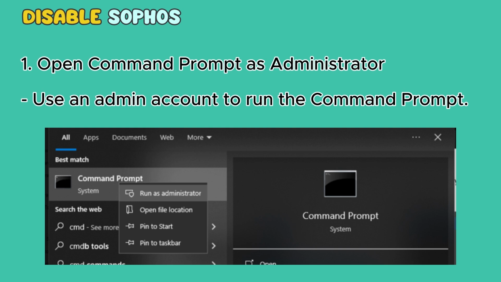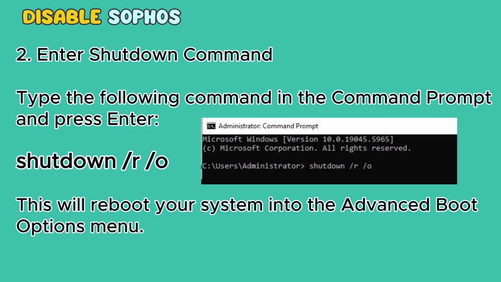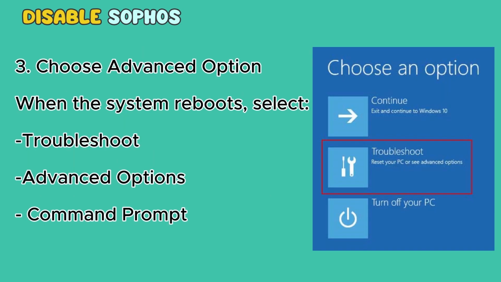Open your command prompt as an admin. Yes, you need those superpowers. Now, type this command, shutdown /r /o, then hit enter. Your machine will reboot into the recovery menu.